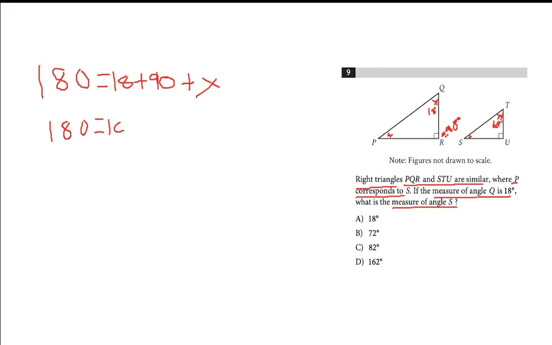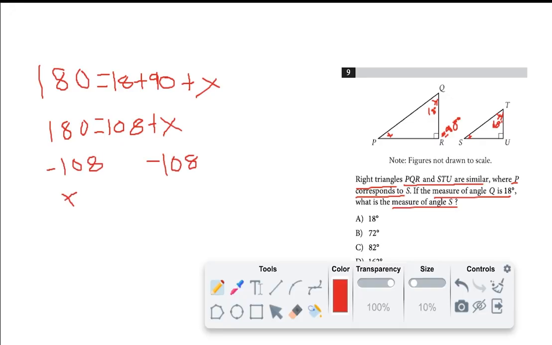So 180 degrees is equal to 108 plus x. After that it's a pretty simple two-step equation. We subtract 108 from both sides. 180 minus 108, so x equals 72 degrees, which makes our answer B. It's a pretty simple equation. It shouldn't take anything hard. It's just understanding the trick and the concept behind similar triangles, which means their corresponding angles are congruent to each other, guys.